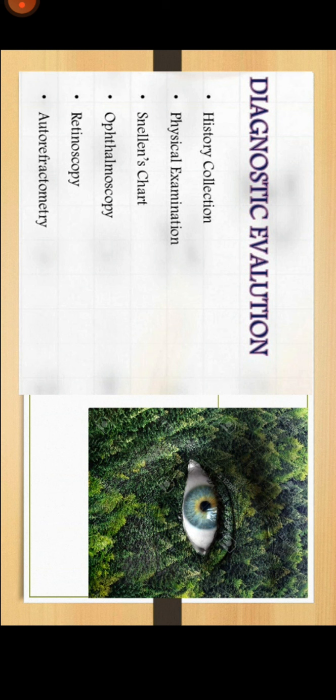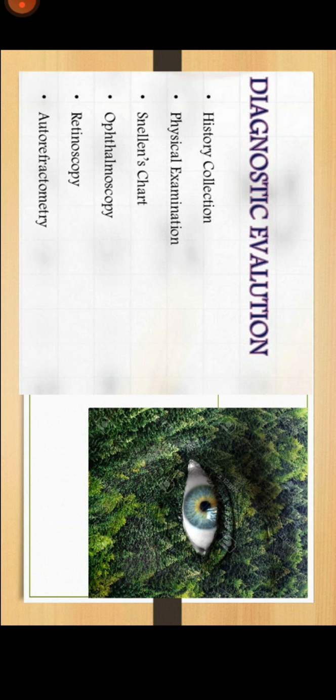Then the Snellen chart. Then ophthalmoscopy. Ophthalmoscopy is nothing but examining the retinal part through the front of the eye. Normally we can't see the retina clearly, because in front of the retina there is the lens and then the iris. We can see the back of the eye only through the central aperture of the eye, that is the pupil. Only when the pupil is dilated can we see the back of the eye.